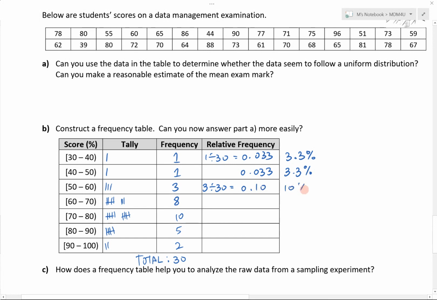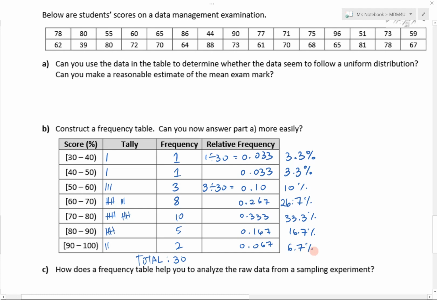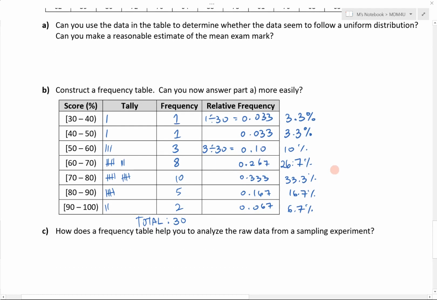0.10, which is 10%. And if we do the same thing for the rest, you get 0.267, 0.333, 0.167, and 0.067. I'm just going to write down the percentage values here on the side as well. So 26.7%, 33.3%, 16.7%, and 6.7%. Now, if you add up all these percentages, you should get 100%. There could be tiny differences because of rounding, but it should be on the mark pretty much.